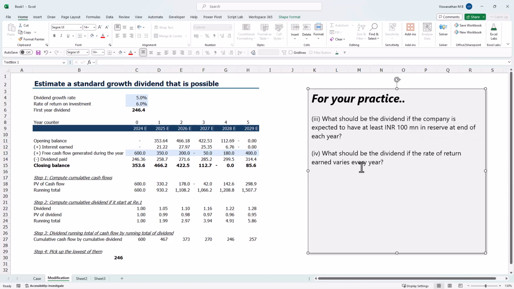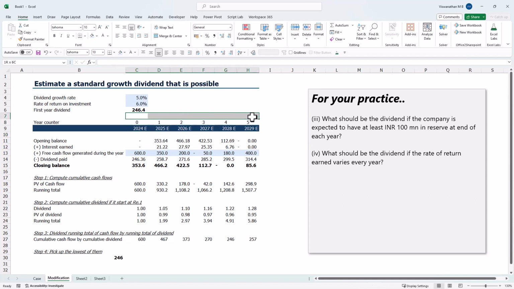And another thing you could think of is, we are assuming the rate of return to be flat, 6% or 10%, whatever. But what if I'm going to get different rates of interest for different years? How do you approach that problem? Try it out at your end.